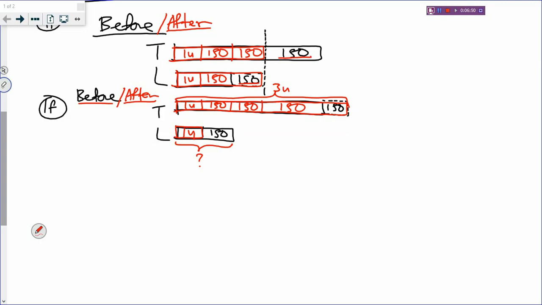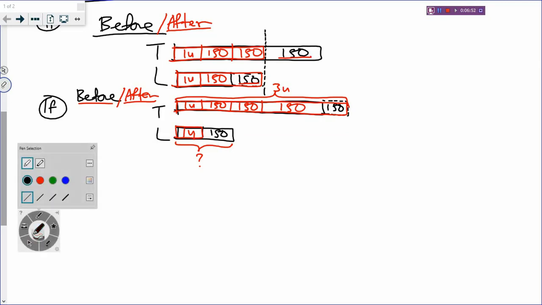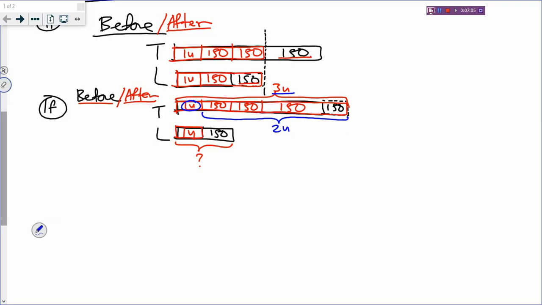So now you compare the before and after, and you can actually see something. This is 1 unit. So 3 units minus 1 unit, you get 2 units, right? And your 2 units is equal to, you add up all the 150s, or 150 times 4, right? And that will give you 600, which is 2 units. Then your 1 unit will be 600 divided by 2, and your 1 unit is 300. Okay, not the answer yet.